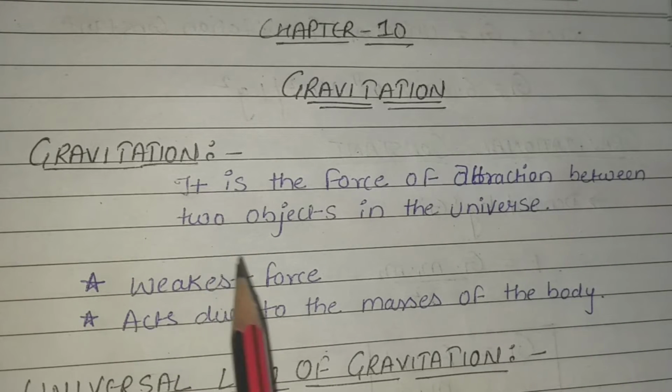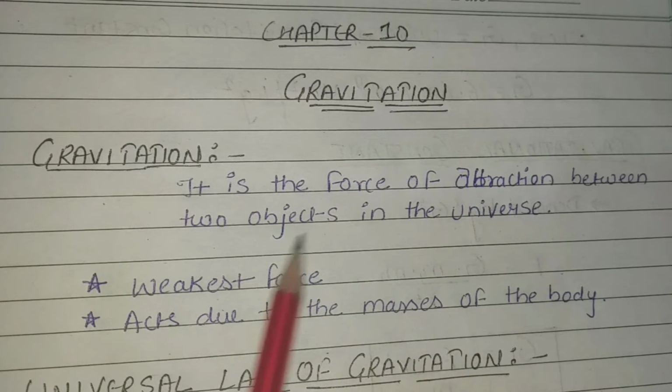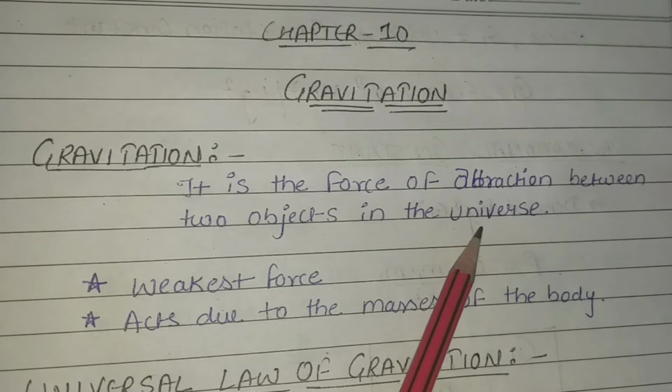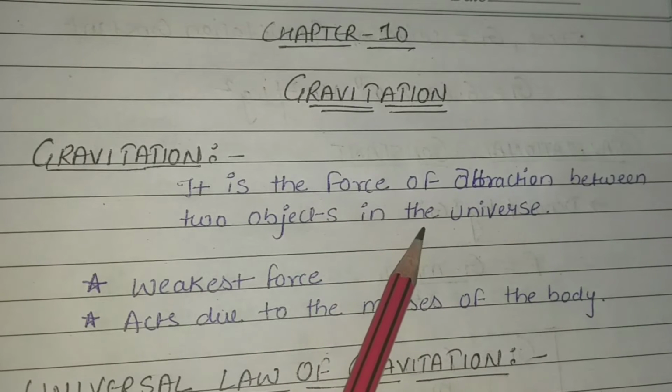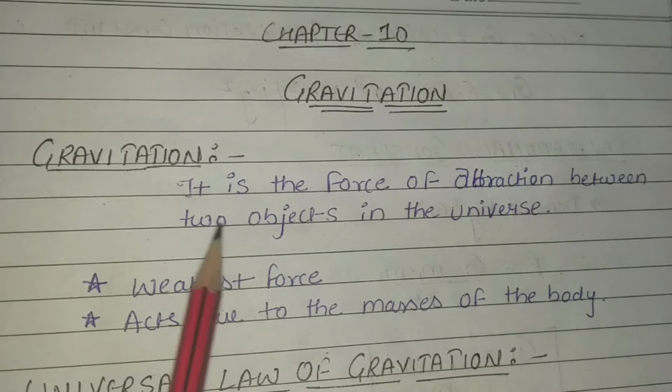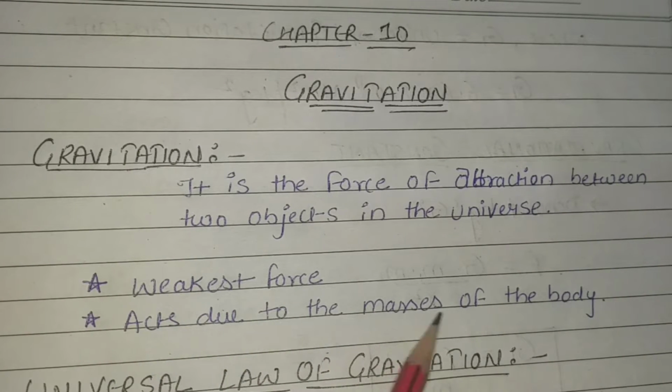Gravitation is the force of attraction between two objects in the universe, between any two objects in the universe. Gravitation is the weakest force and it acts due to the masses of the bodies.